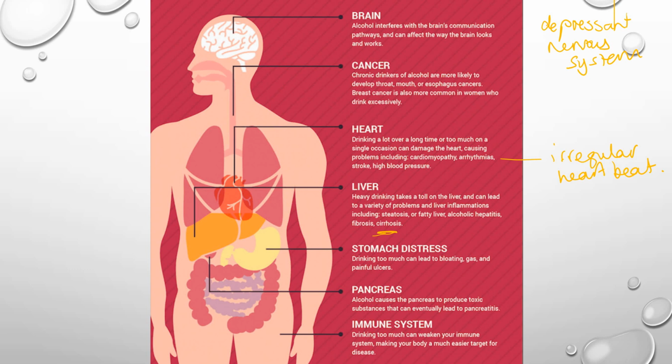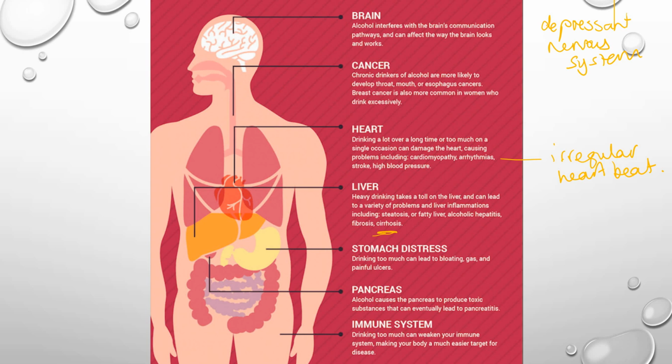And your pancreas does a really important job. It helps to control blood sugar levels. So this can affect things like the sugar in your body, your blood, and cause diabetes, as well as the enzymes that help us to digest food.